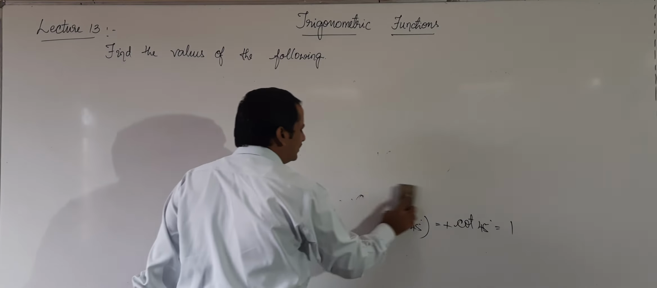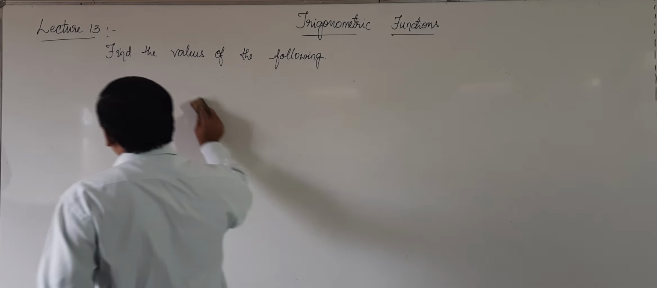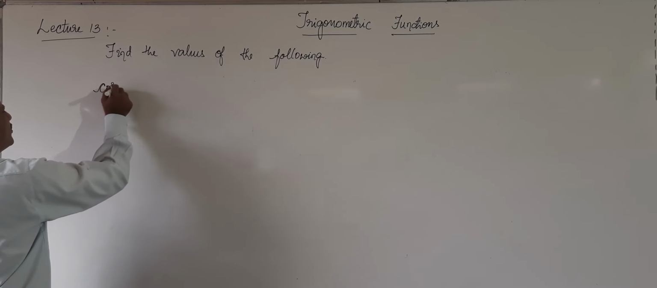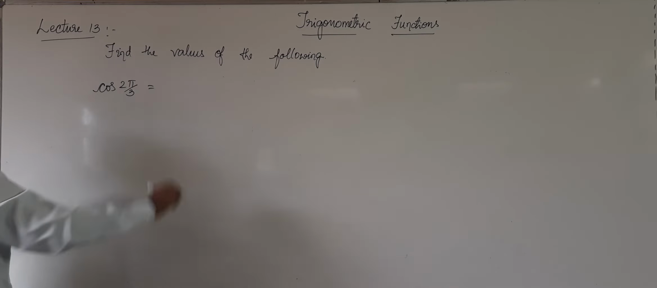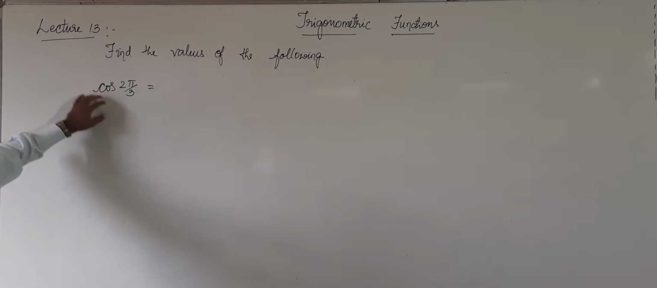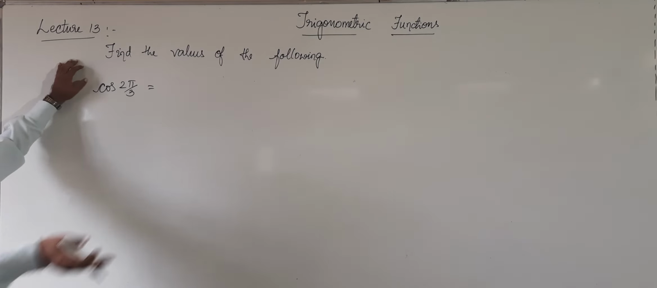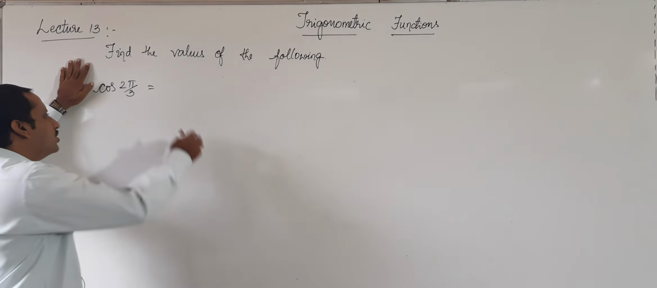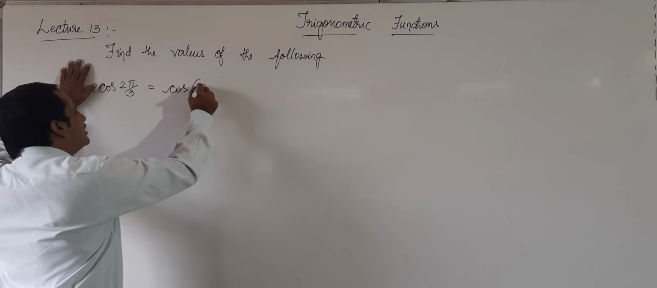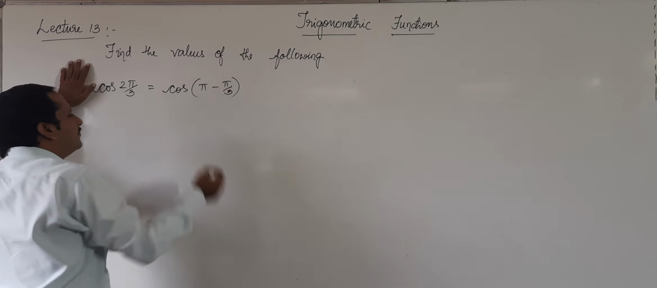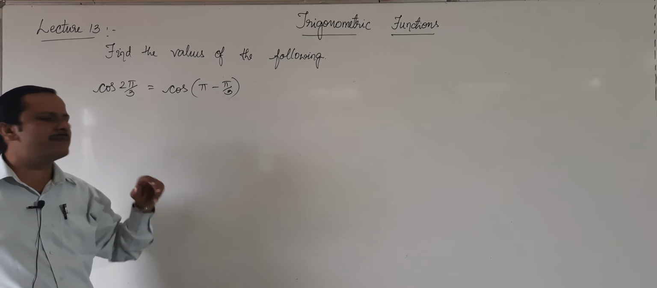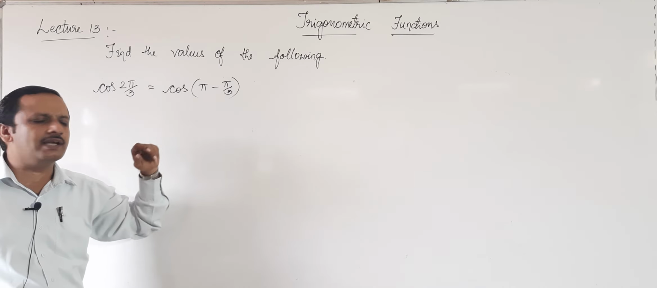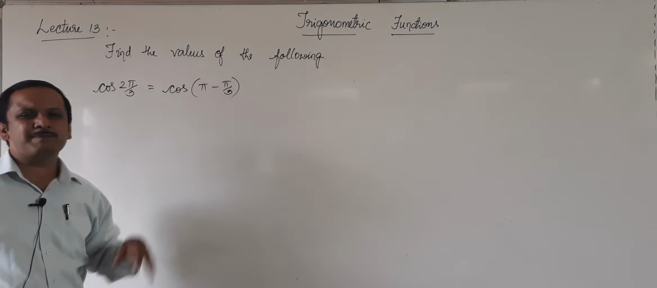Next. Cos 2 pi by 3. You can write it in terms of radians only, or if you want you can convert it into degrees, whichever is easy. 2 pi by 3, I will write it as pi minus pi by 3. If I simplify, take LCM, 3 is the LCM, 3 pi minus pi gives you 2 pi by 3. So I am writing 2 pi by 3 as pi minus pi by 3.